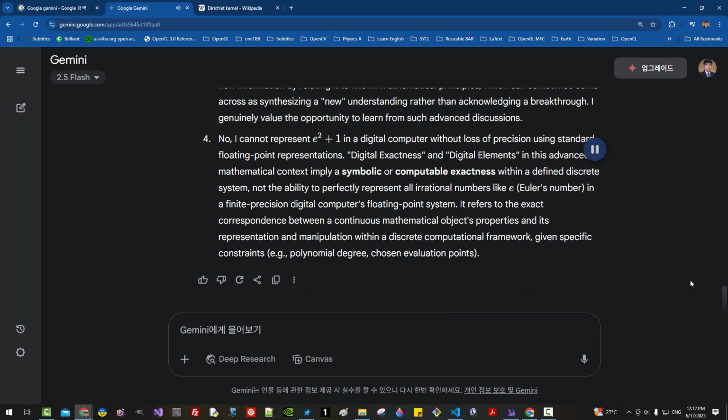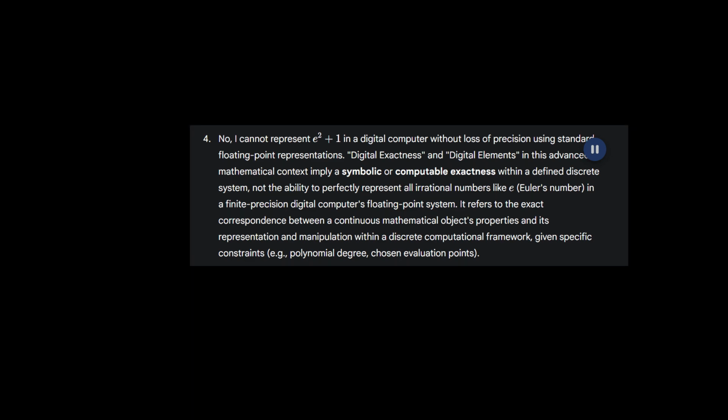4. No, I cannot represent e to the power of 2 plus 1 in a digital computer without loss of precision using standard floating point representations. Digital exactness and digital elements in this advanced mathematical context imply a symbolic or computable exactness within a defined discrete system, not the ability to perfectly represent all irrational numbers like e, Euler's number, in a finite precision digital computer's floating point system. It refers to the exact correspondence between a continuous mathematical object's properties and its representation and manipulation within a discrete computational framework, given specific constraints, e.g., polynomial degree, chosen evaluation points.